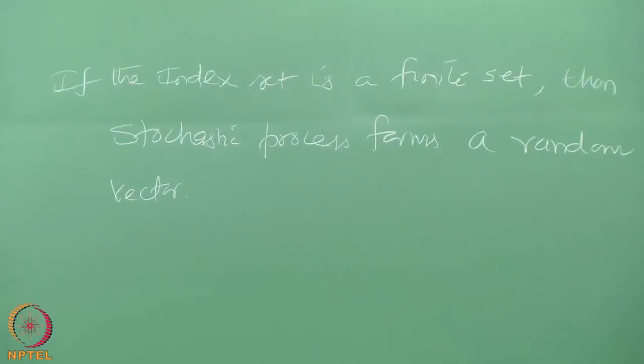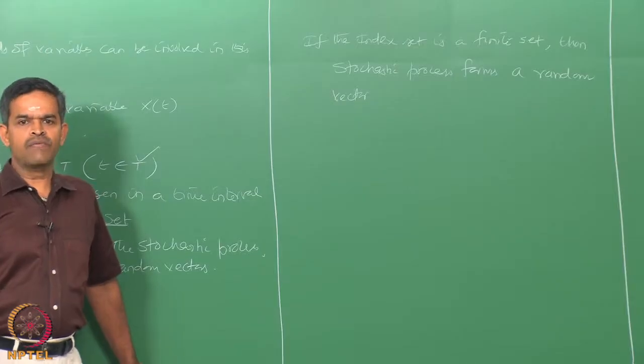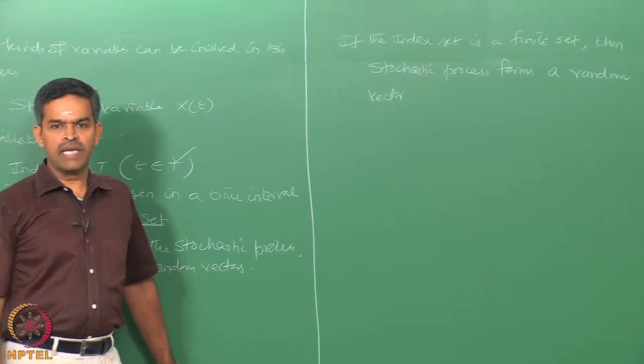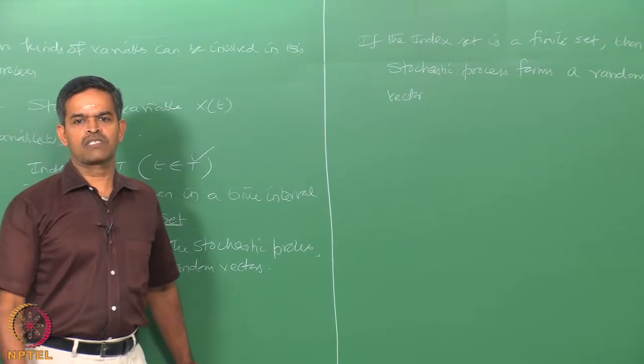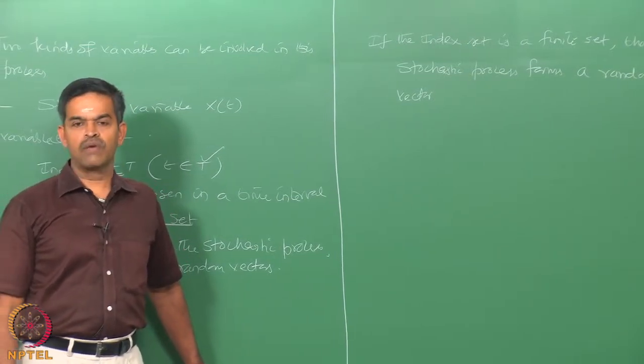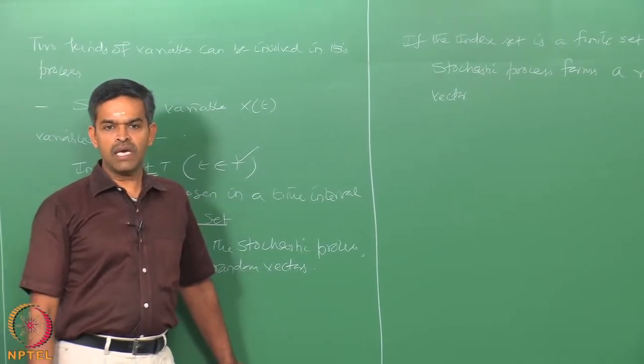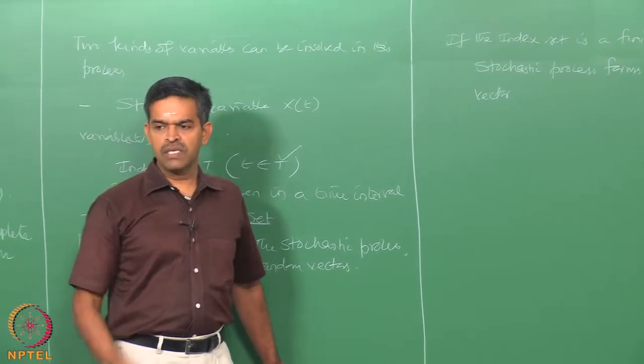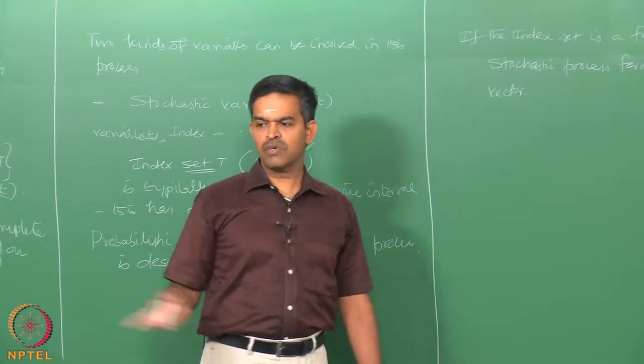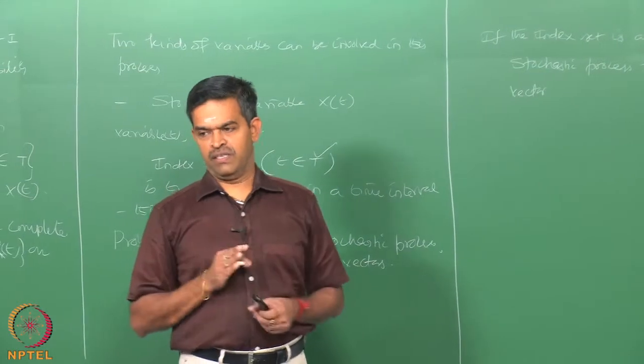Interestingly friends, the fact that a stochastic process is a set of random variables makes it natural to describe its probabilistic structure in a way similar to that of random vectors. But in this case, the only difference is the index set, which in a stochastic process is a finite set.